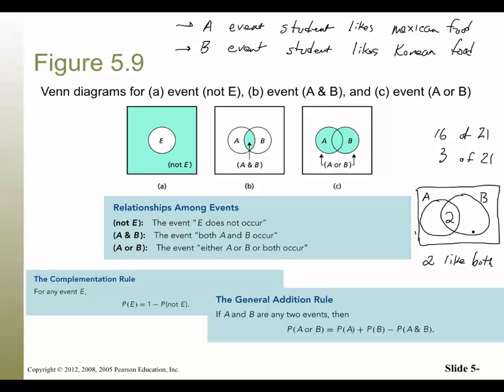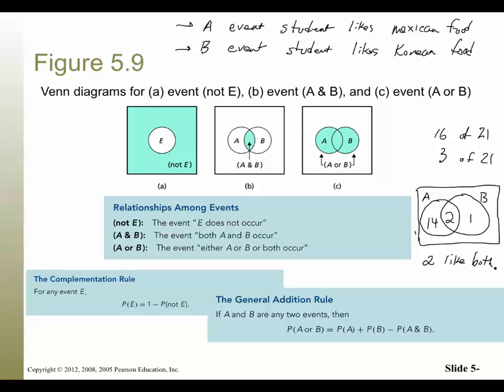So the overlap is the and condition. So 2 like Mexican and Korean. And so therefore, how many like Mexican but not Korean? 14, right? So that the total in the A circle is the 16 for event A. And then what about here? 1. So that the total that like Korean food is 3.